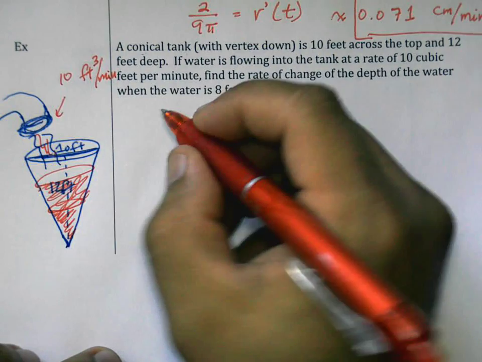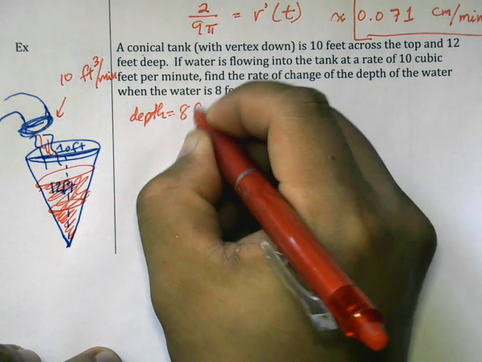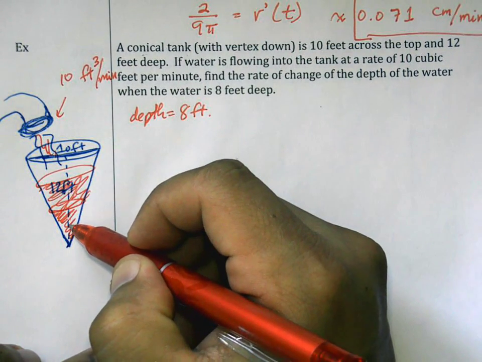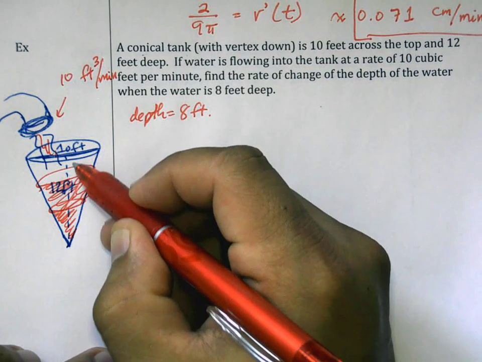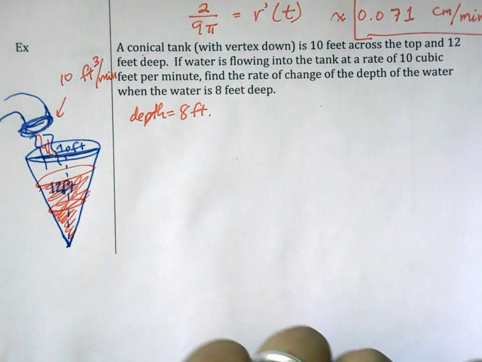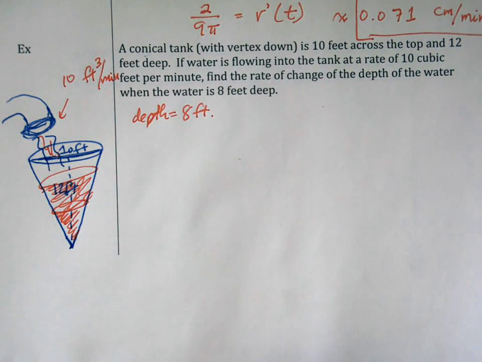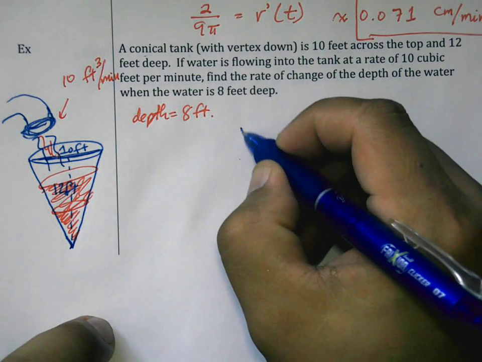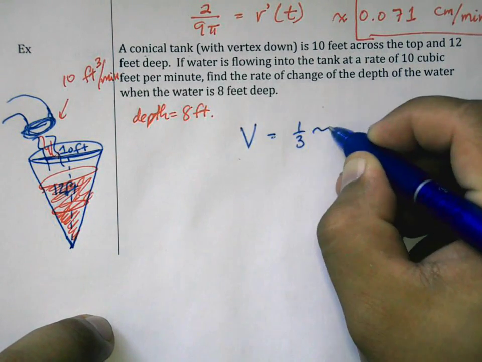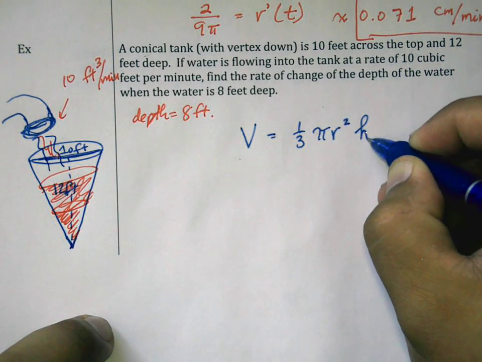Now the question is, when the depth or the height equals 8 feet, how fast is the height of this water changing at that very instant? To look into this, we have to understand the formula for the volume of a cone, and the volume of a cone is 1/3 pi r squared times the height.